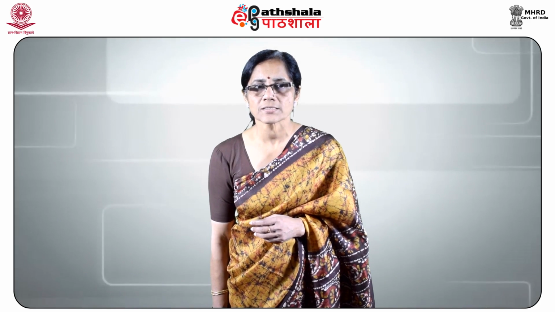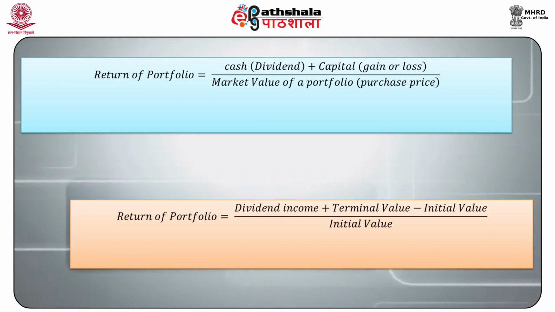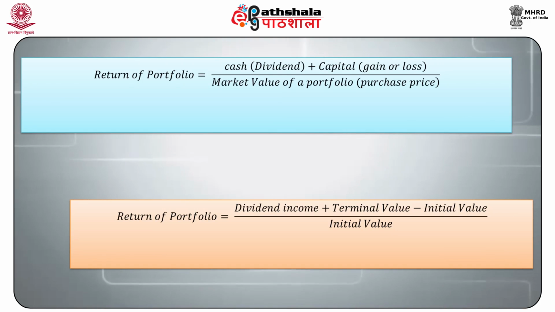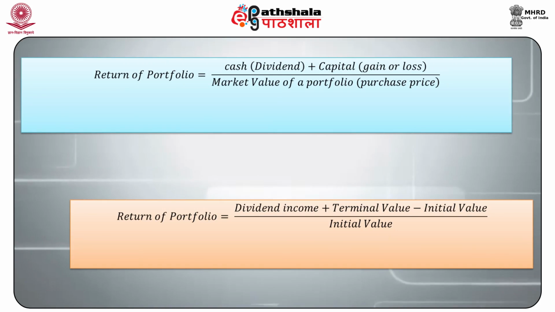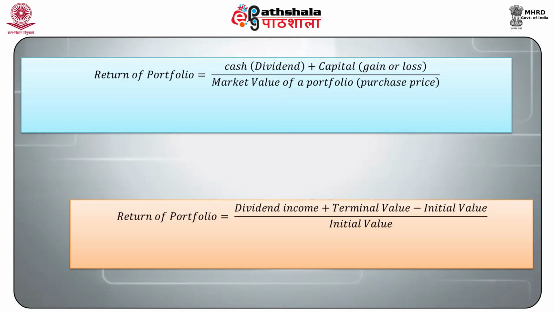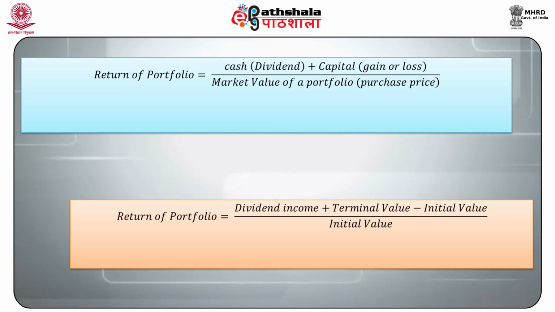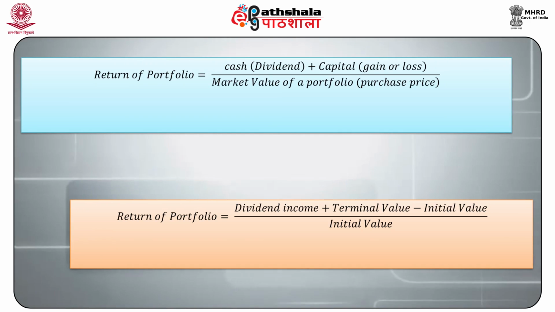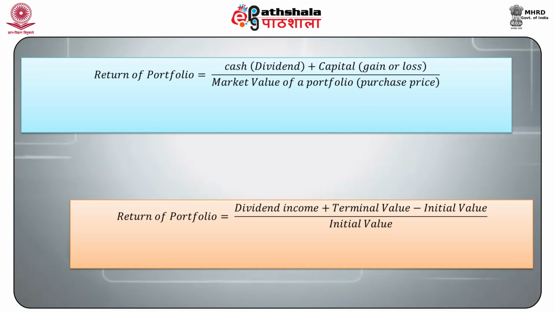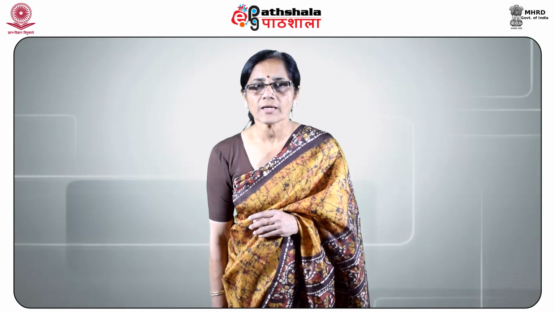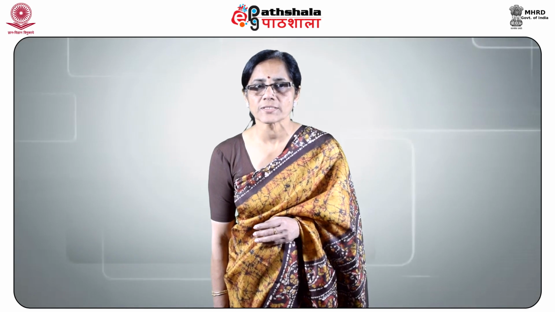Mathematically, we can write: return of portfolio is equal to cash in terms of dividend plus capital gains or loss divided by market value of a portfolio (purchase price). In other words, we can also write like this: the return of portfolio is equal to dividend income plus terminal value minus initial value, divided by initial value. We can show these factors with the help of an example.